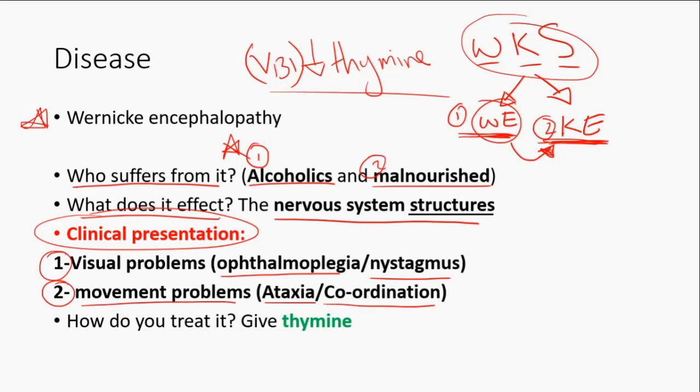So you might be thinking, it doesn't really make sense. How does a decrease in thiamine have anything to do with visual problems and movement problems? Well, it doesn't make sense now, but hopefully I'm going to show you how it does in fact make a lot of sense. So how do you treat these patients? Well, it makes logical sense. If the patient has a decrease in thiamine, then you want to increase their thiamine, obviously. So you give them thiamine.